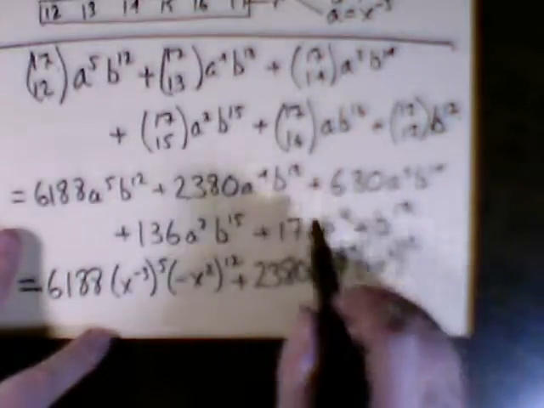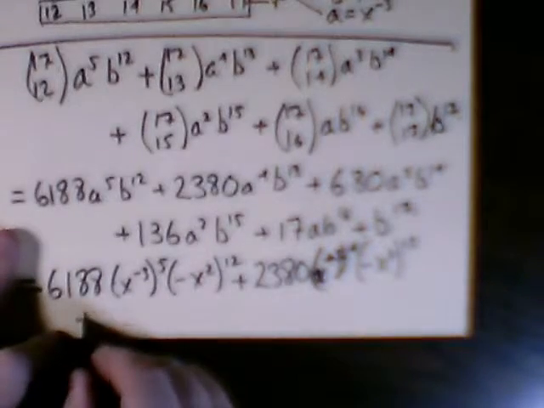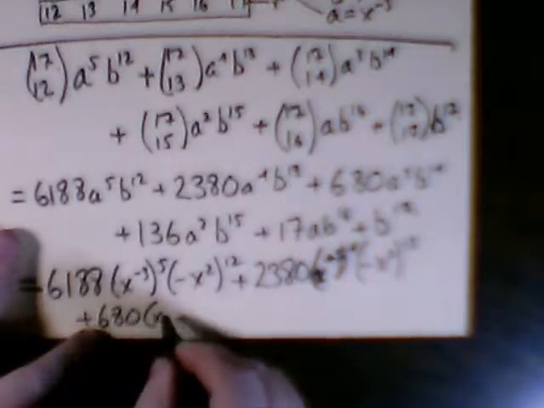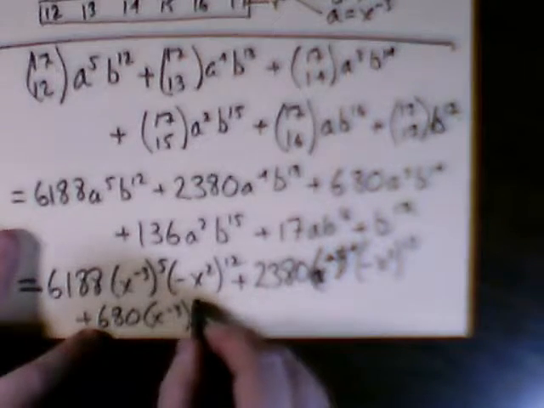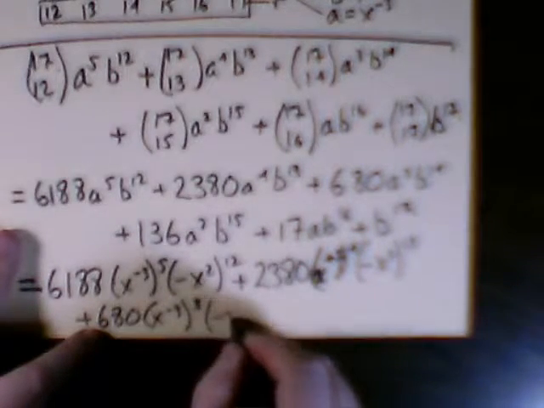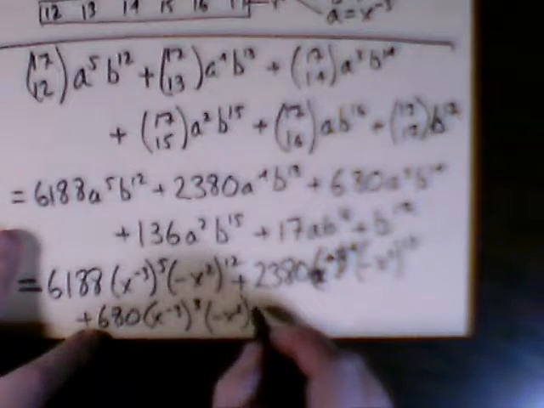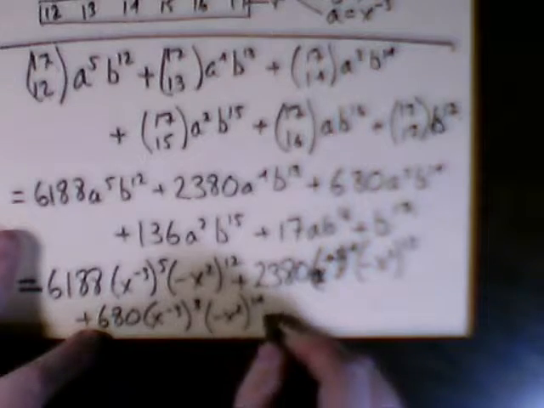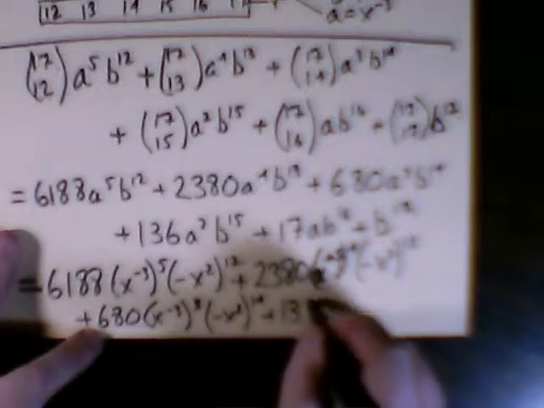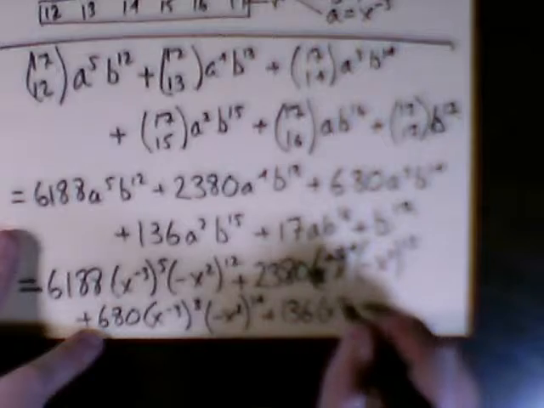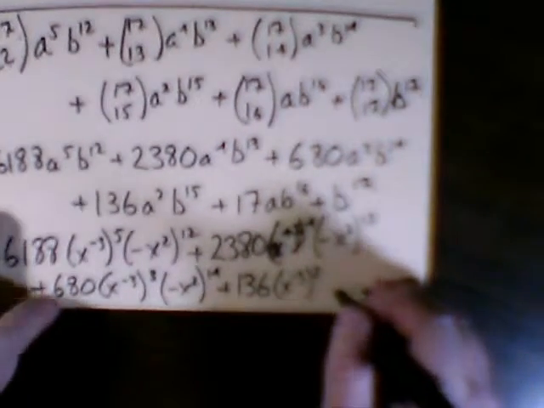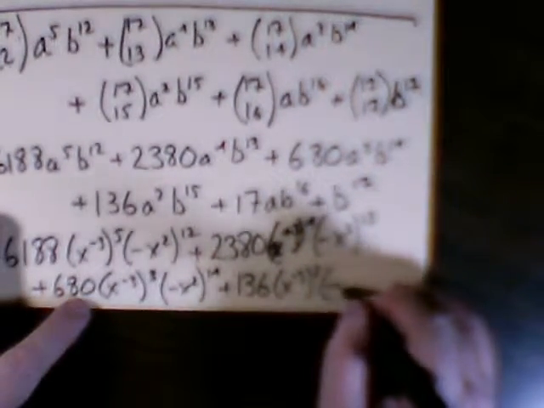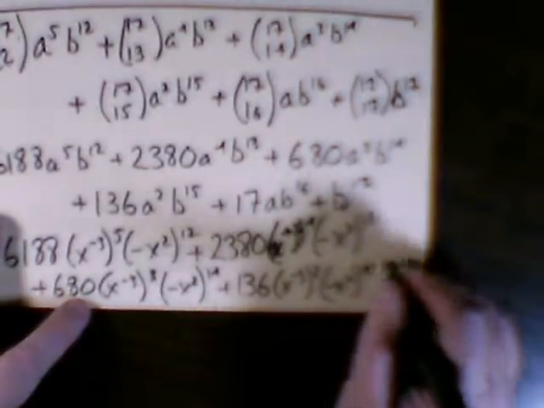Okay, so, and we keep going. 680 x to the minus 3 to the cubed, and then negative x squared to the 14th, plus 136 x to the negative 3 squared times negative x squared to the 15th, and I'm going to have to continue on another sheet of paper.